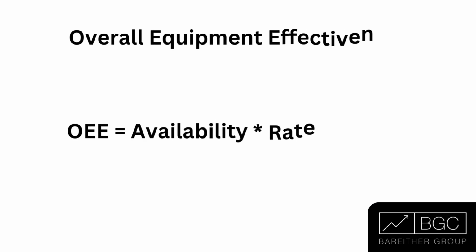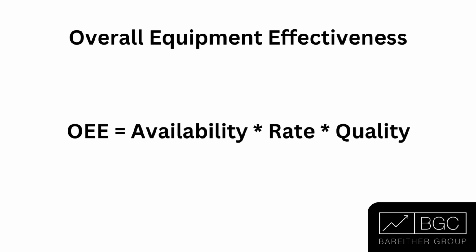Overall equipment effectiveness is an industry standard measure of how much of your machine potential we're actually utilizing. Another way to think about that is, what percent of the time that the machine is available are you actually producing good parts? There are three components that go into the calculation of overall equipment effectiveness. The first is availability. The second is production rate. And the third is quality.